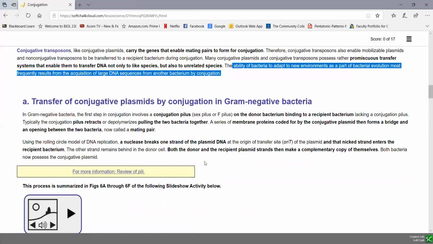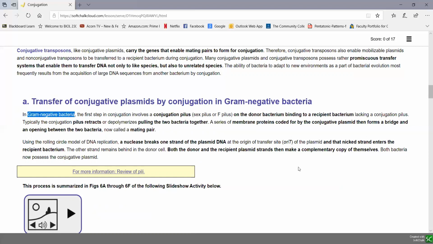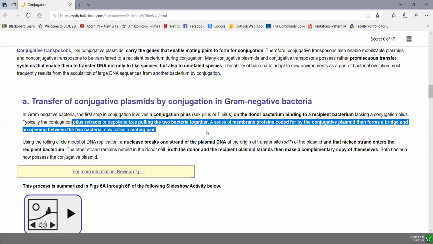Now remember, most gram-negative bacteria can make pili, and so we see conjugation pili or sex pili in gram-negative bacteria. So this is going to involve a conjugation pilus on a donor bacterium binding to a recipient bacterium, typically one that lacks a conjugation pilus. As the pilus retracts or depolymerizes, it pulls the two bacteria together, and then other genes in the TRA segment can code for some membrane proteins that allow a bridge to form between the two bacteria to form a mating pair.